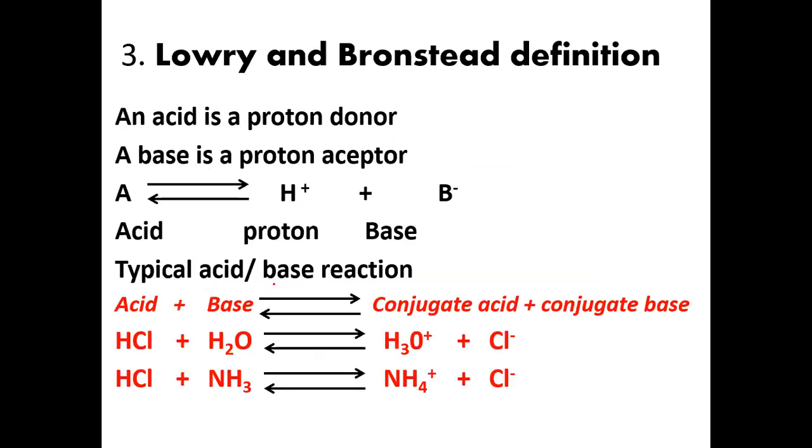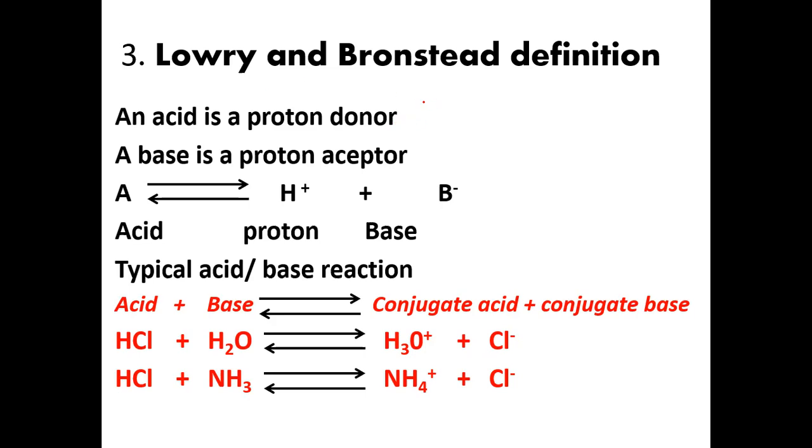Let's look at the definition from Lowry and then Bronsted. I think we are convergent with the definition from SHS, the Bronsted-Lowry definition of acid and base. But they are saying an acid is simply a proton donor, and a base is a proton acceptor. Let's digest this and understand it better.